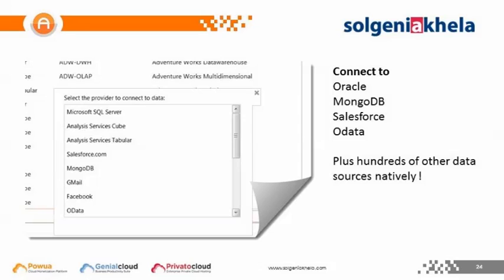One thing that I wanted to point out is that GenoCloud Analysis offers the ability to connect to any data source, whether it's Oracle, MongoDB, Salesforce, OData. Using a set of connectors, we can connect to any kind of database and derive insights from that information. So that's something that we love about the platform.